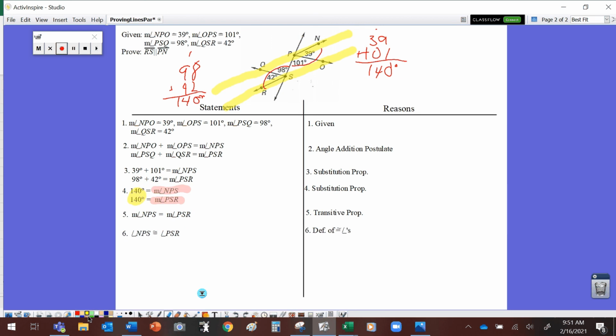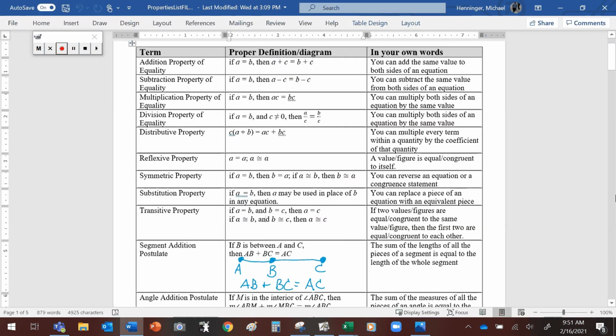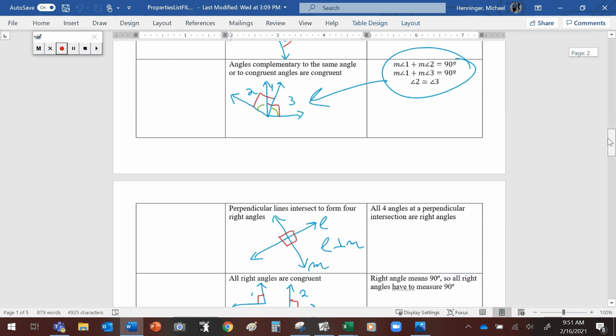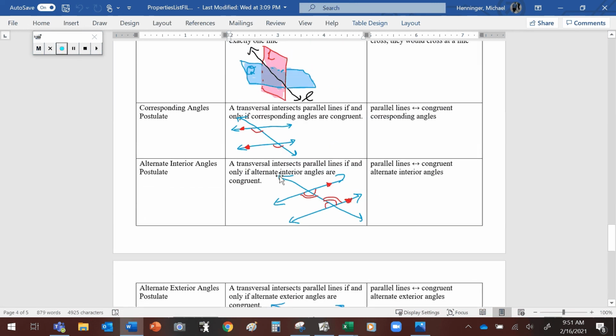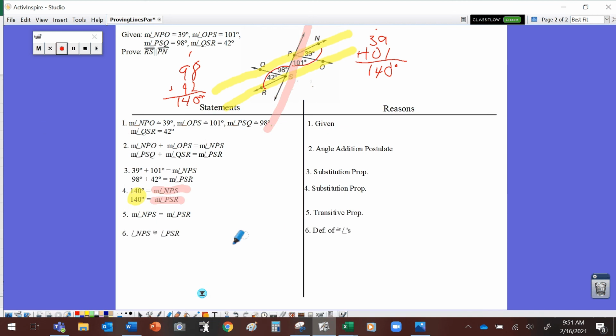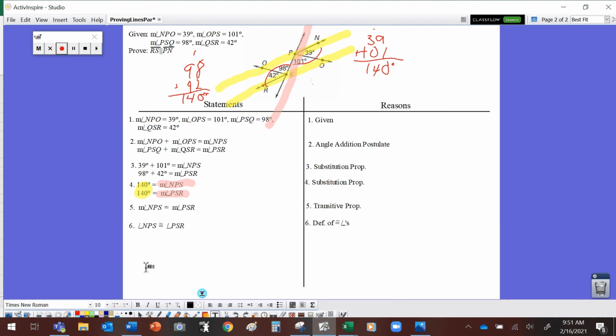Now, if those two angles are congruent, what we talked about at the very beginning is that those angles being congruent, they are alternate interior angles. And we had that property list that says, I'm down here to the stuff on parallel lines. If alternate interior angles are congruent, that means those lines are going to be parallel. So we can use the alternate interior angles postulate to say now that those lines are parallel. So statement number 7, we can say that segment RS is parallel to segment PN.